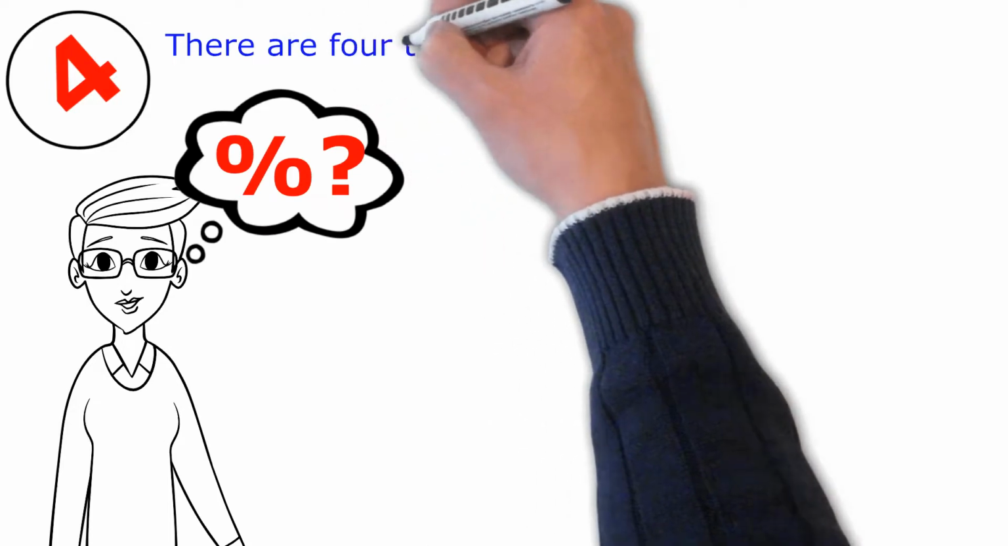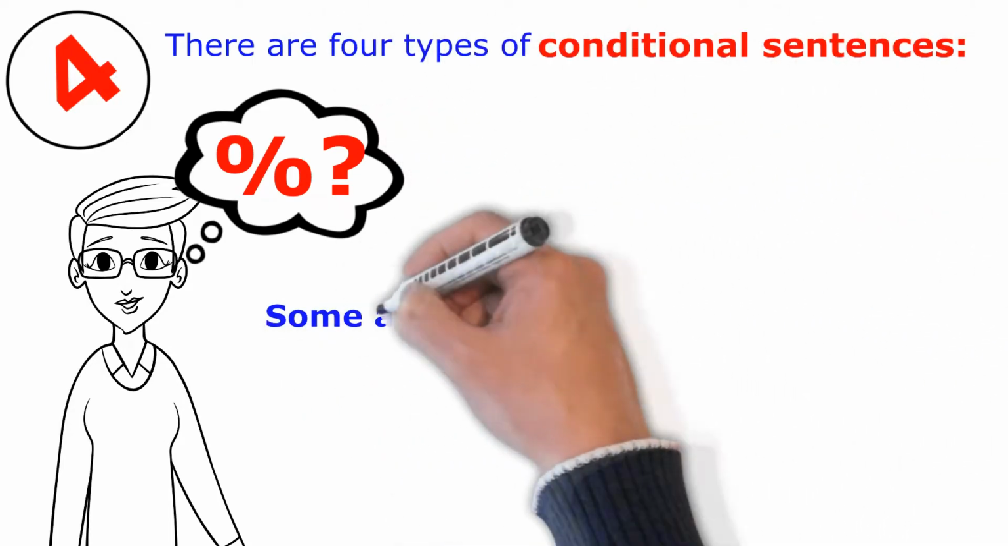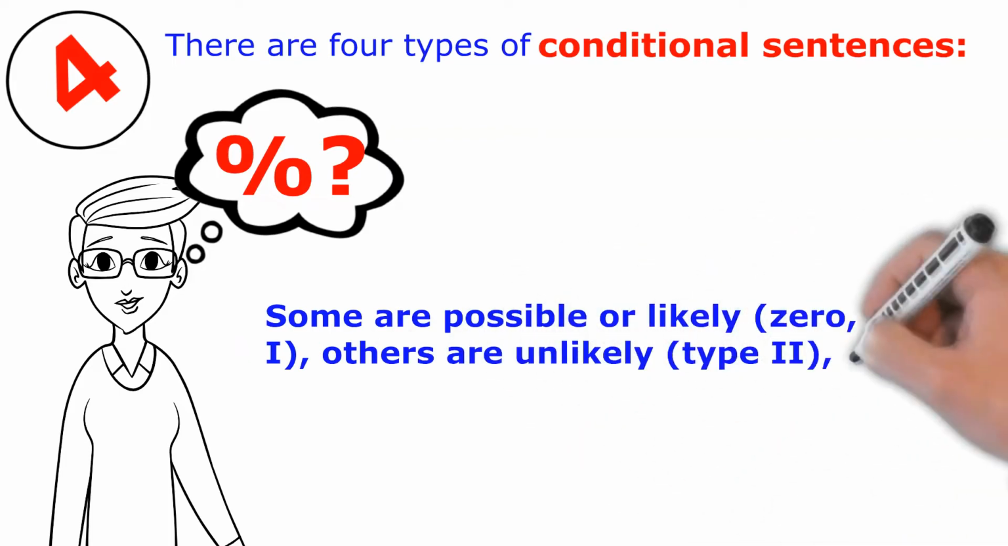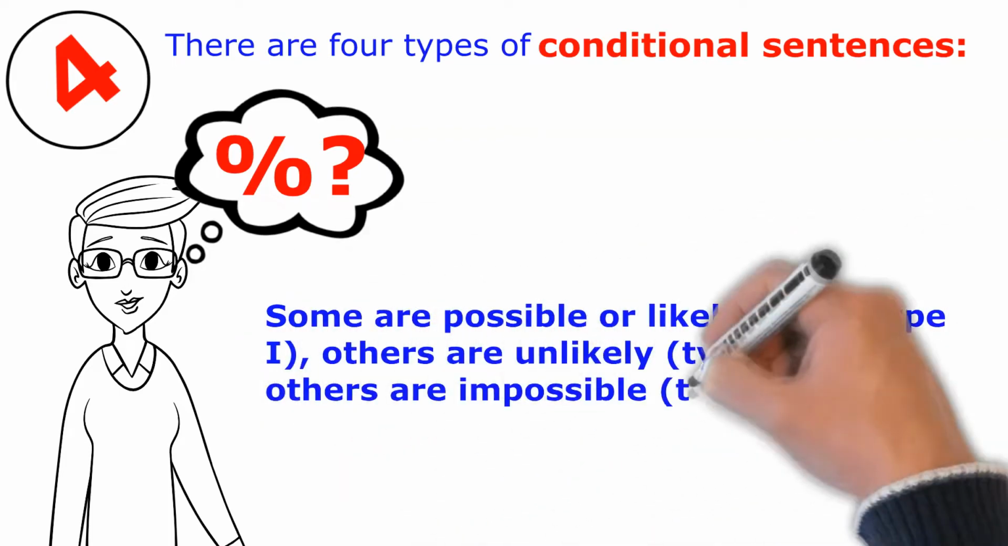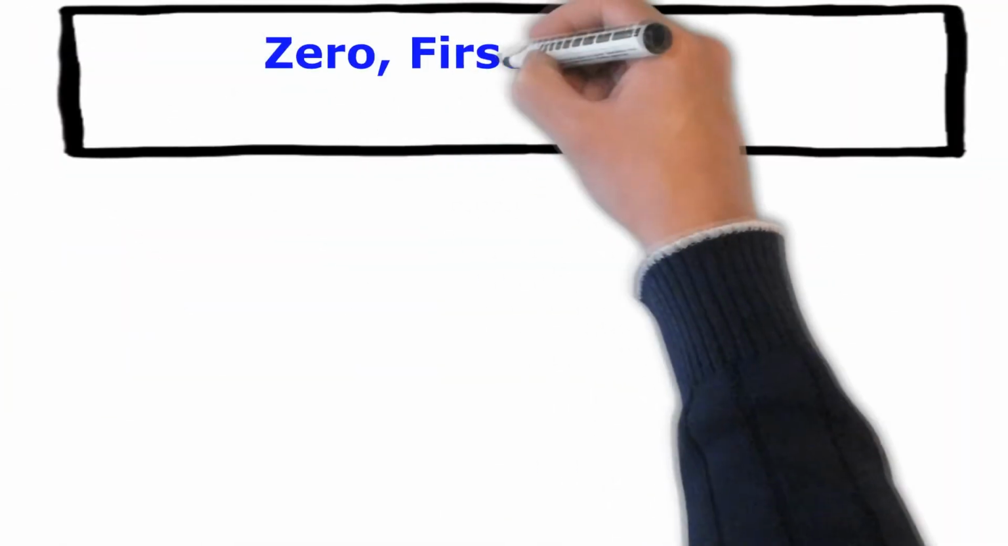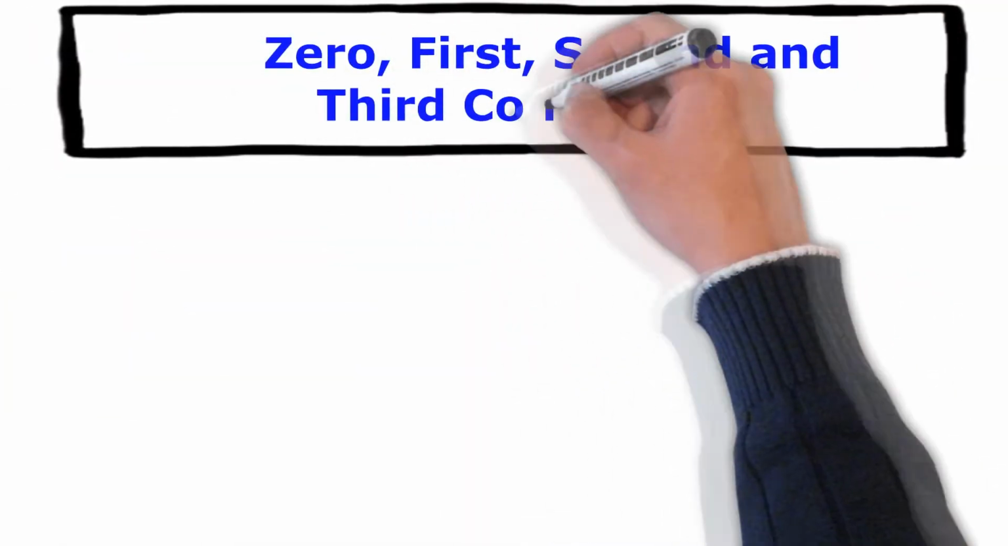There are 4 types of conditional sentences. Some are possible or likely, type 0 and type 1. Others are unlikely, type 2, and others are impossible, type 3. Zero, first, second, and third conditionals.